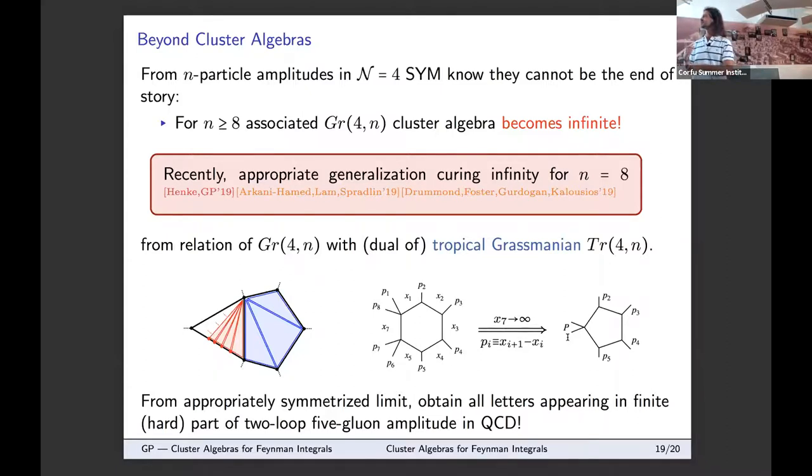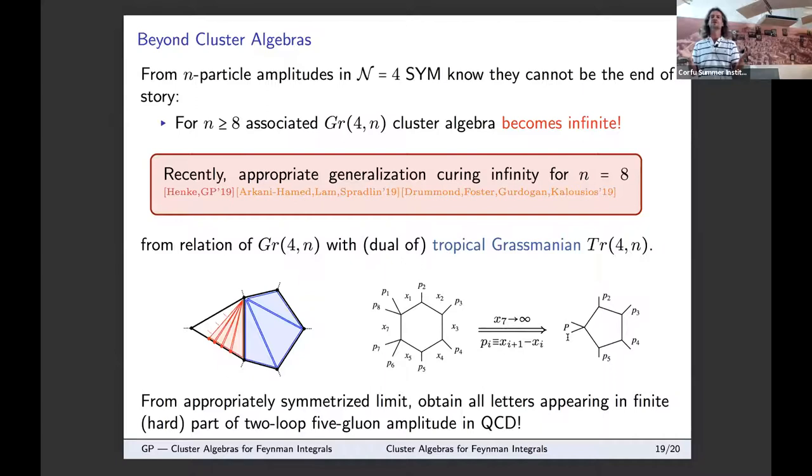And in this work with my student 2 years ago, simultaneously with work from a US group centered at Princeton and another group in Southampton, we resolved this issue. We found an appropriate generalization that is finite. Also, at the same time, I haven't included it here, we generalized the functions, because if you noticed from the simple example I mentioned, all the letters in cluster algebra are always rational functions of your variables.